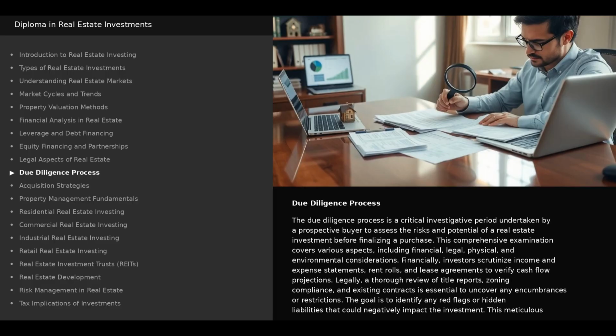Due diligence process. The due diligence process is a critical investigative period undertaken by a prospective buyer to assess the risks and potential of a real estate investment before finalizing a purchase. This comprehensive examination covers various aspects, including financial, legal, physical, and environmental considerations.